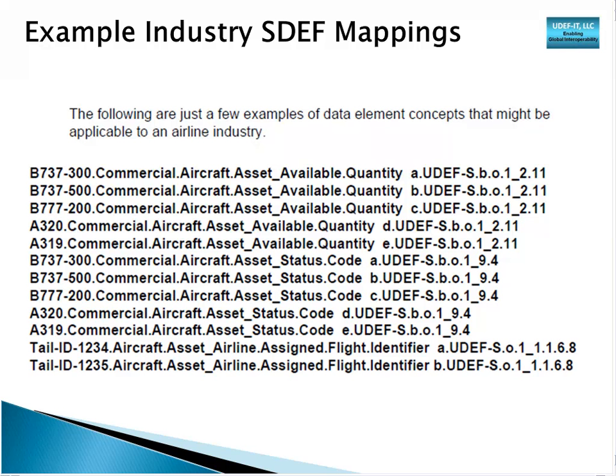And so the A is unique then to that industry. And the UDEF-S is the marker that says you need to go to a different registry to find what the A means. So that's the concept.